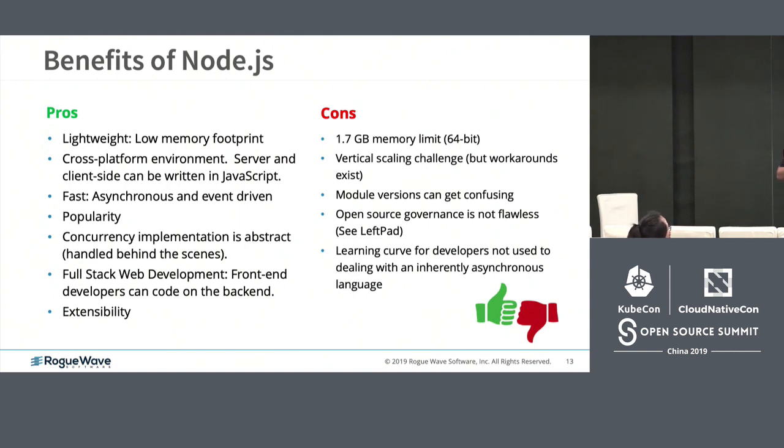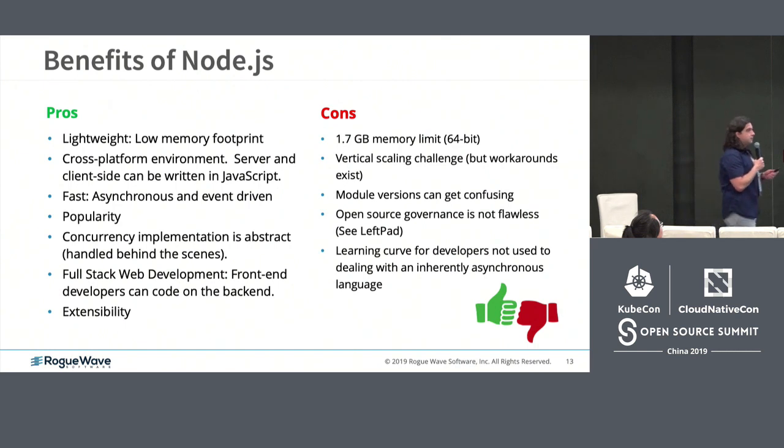Module versions can get a little bit confusing. For the most part, people are conforming to semantic versioning, which does make your life easier, but not necessarily. Open source governance is not flawless. If anybody's familiar with the left pad debacle from a few years ago, this was a really big deal. There was a module in Node. It was like 18 lines of code. It was a very small module.